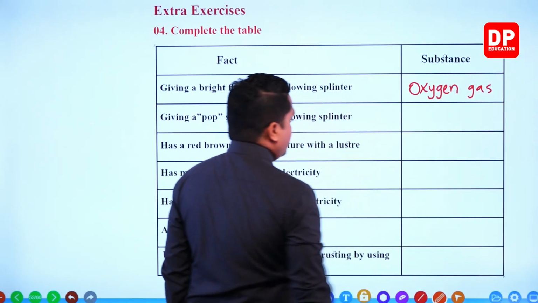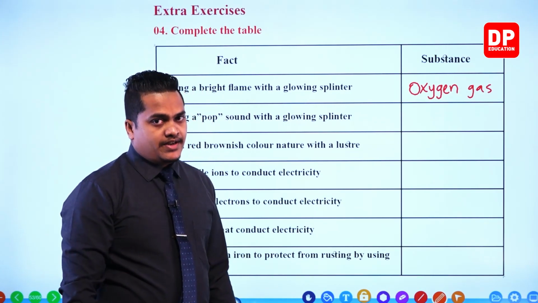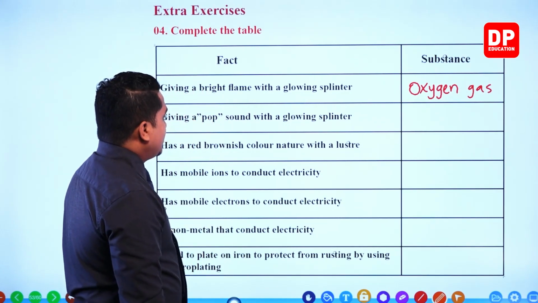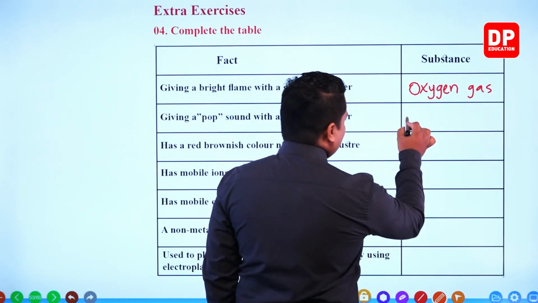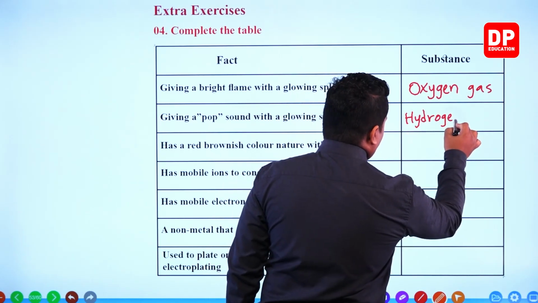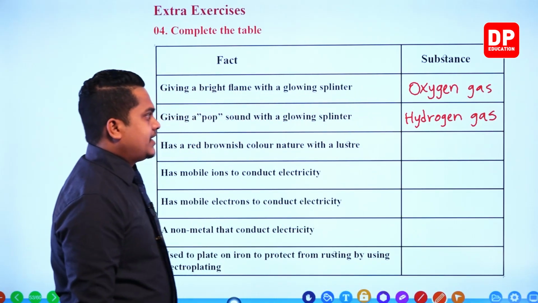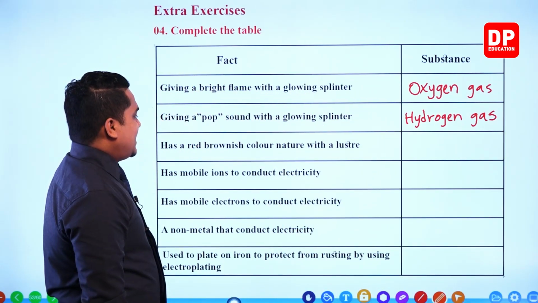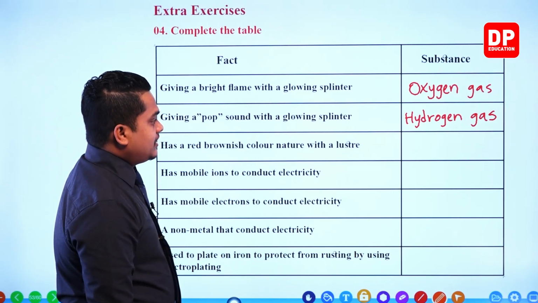As it is a supporter of combustion, it is giving out a bright flame with a glowing splinter. Next one. Giving a pop sound with a glowing splinter. This is hydrogen gas, my dear children. Hydrogen gas.